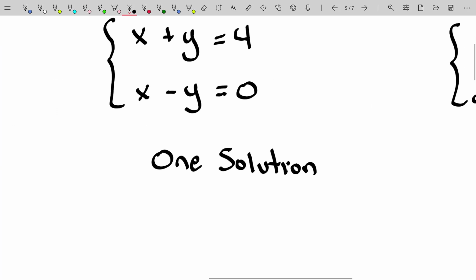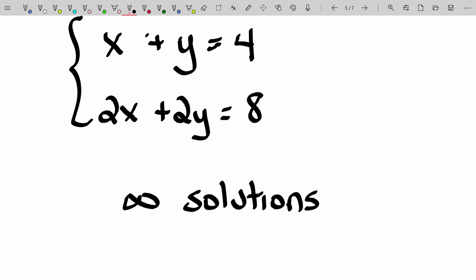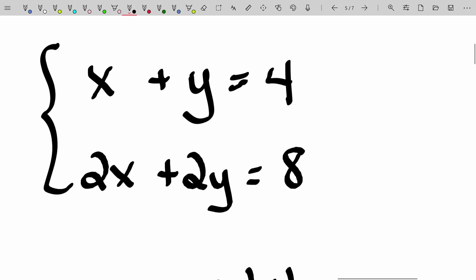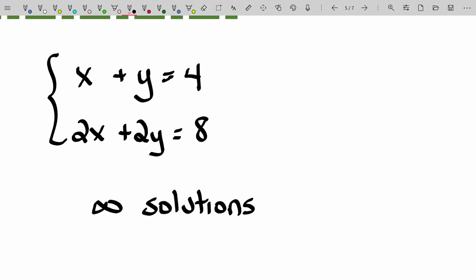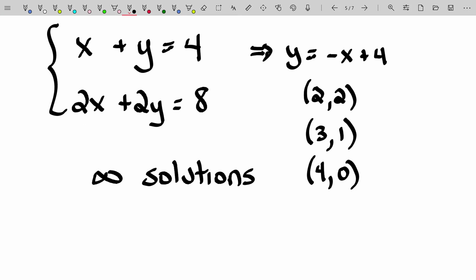The second system you see right here, the solution is actually (2, 2). The third system right here, well, if you take a look at both of these equations, they're the same equation. Actually, the second one is just twice the first equation. So they are the same equation. And in fact, any point that satisfies that equation will satisfy the second equation. That is, if x is 2, y is 2. If x is 3, y is 1. If x is 4, y is 0. And so on and so forth. There's an infinite number of solutions.